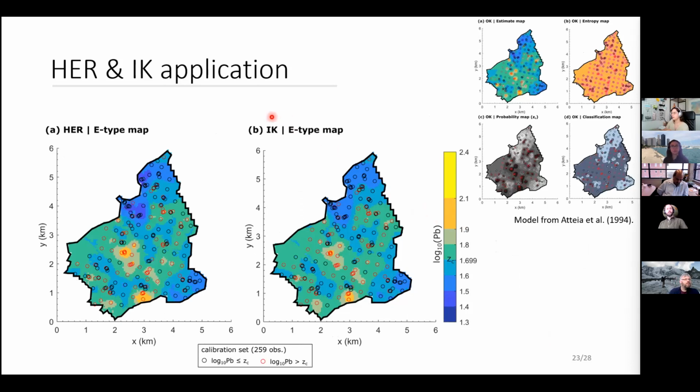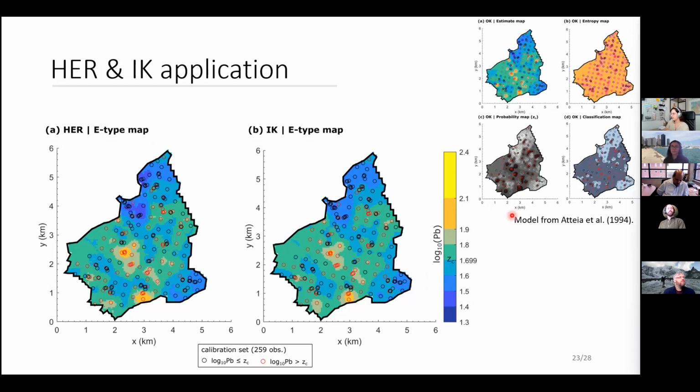So for the application, I will focus on comparing indicator kriging and HER. Indicator kriging is another geostatistical method which has some properties similar to HER, and that's why I decided to compare both. So for the estimate map of HER on the left and the indicator kriging on the right, they are quite similar, where we have these regions of high lead concentrations here in yellow and low lead concentrations in the east and north here of both maps.